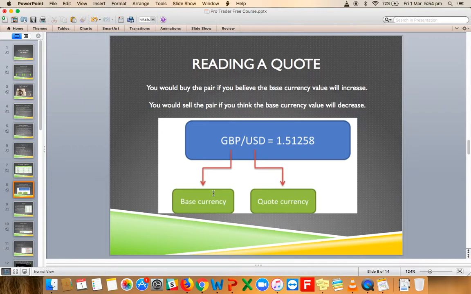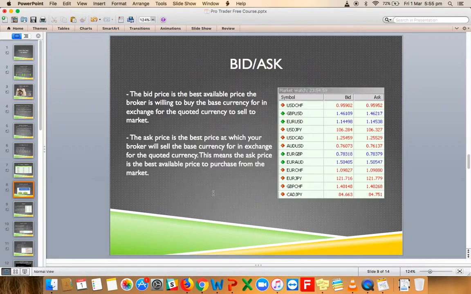I repeat again, the base currency and the counter currency or quote currency. The base currency is the one on the left, while the quote currency is the one on the right. Now, what do we have here? GBP USD is equal to 1.51258. This simply means that 1 Great Britain pound is equal to 1.51258 US dollars. That's exactly what that means. So take note, it's very important that you know that.